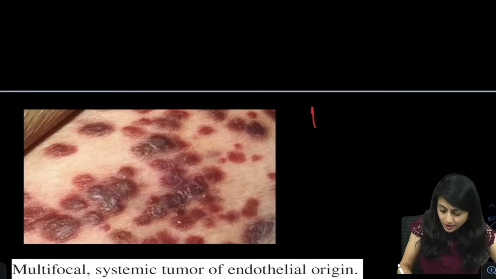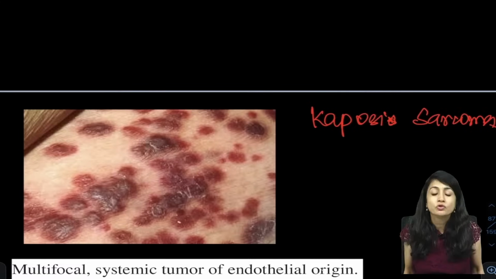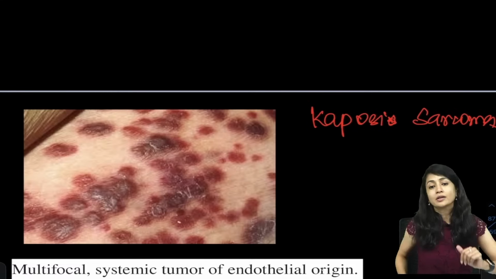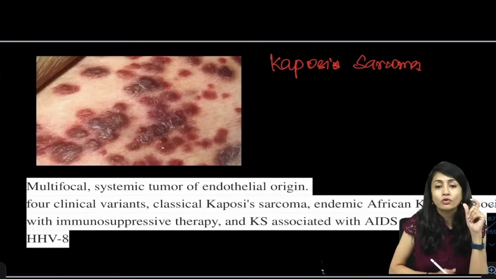So this is Kaposi sarcoma, again very commonly seen in HIV patients. Usually in HIV positive patients, they give you 2 questions in dermatology. One is oral hairy leukoplakia and second is Kaposi sarcoma. Kaposi sarcoma is a systemic tumor of endothelial origin.